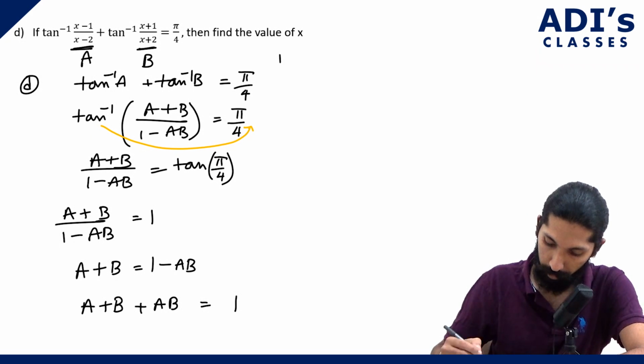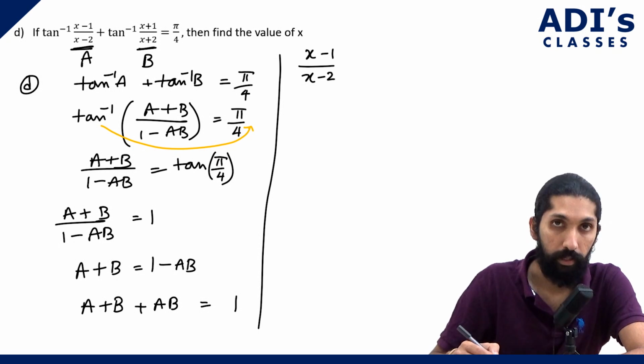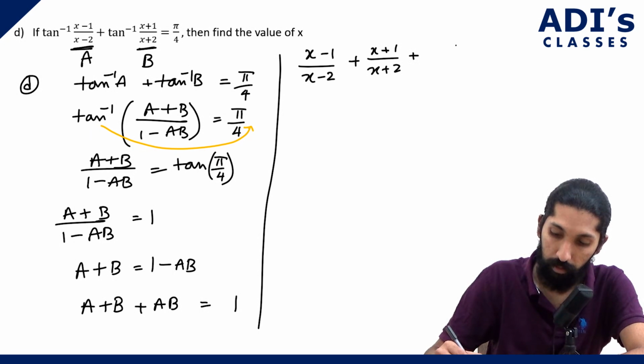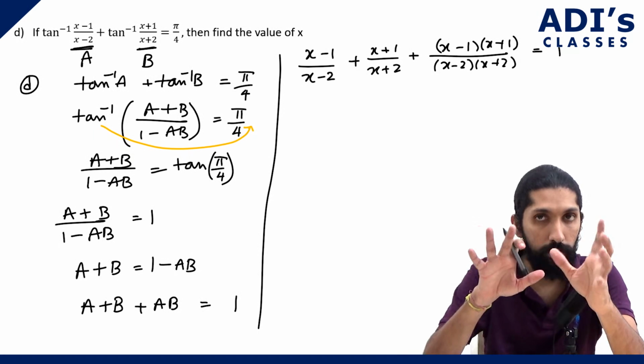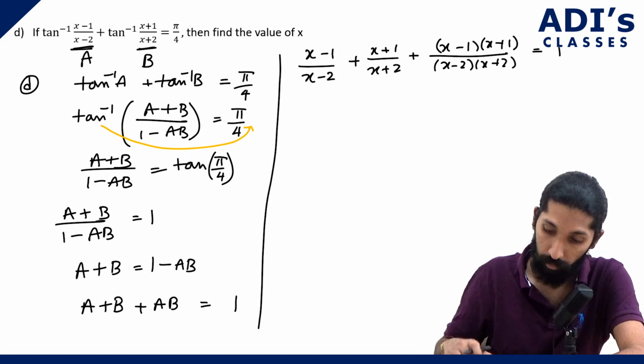So what we are going to get now is x minus 1 by x minus 2, correct? Plus B, x plus 1 by x plus 2, plus AB, x minus 1 into x plus 1 by x minus 2 into x plus 2. This value is equal to 1. Now don't touch the RHS. Work only on the LHS for now.